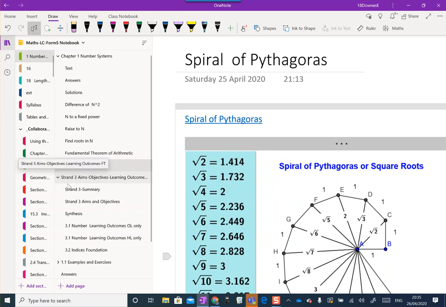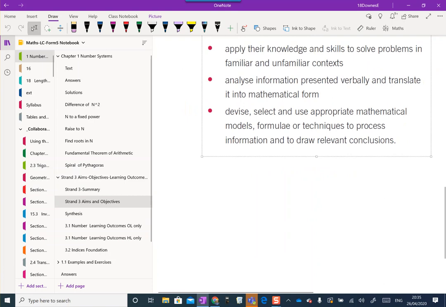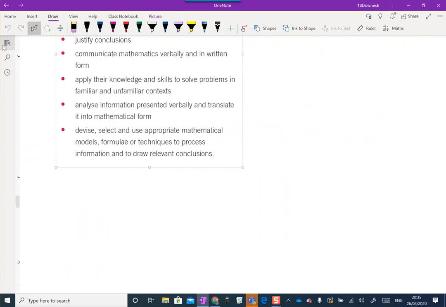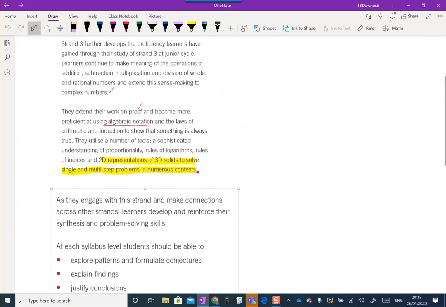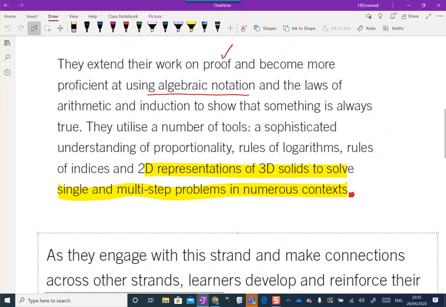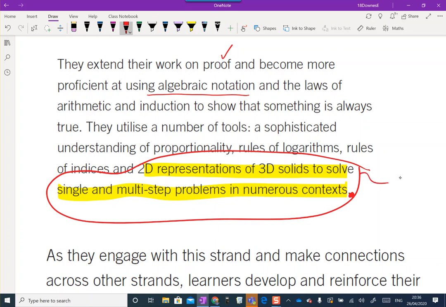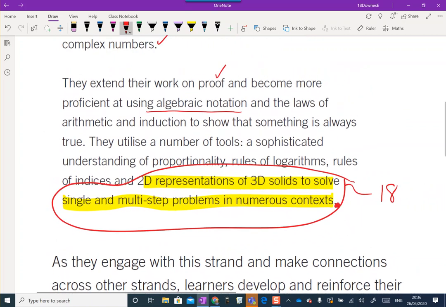Okay, moving on to something that we actually need to do. So there's the syllabus, and in particular we can look at its aims and objectives here. Now this is for strand 2. So I've just highlighted a few simple things here. The fact that 2D representations of 3D solids to solve simple and multi-step problems in numerous. So that's effectively chapter, my understanding of that is that's chapter 18 in your books. So that belongs here in the number section.